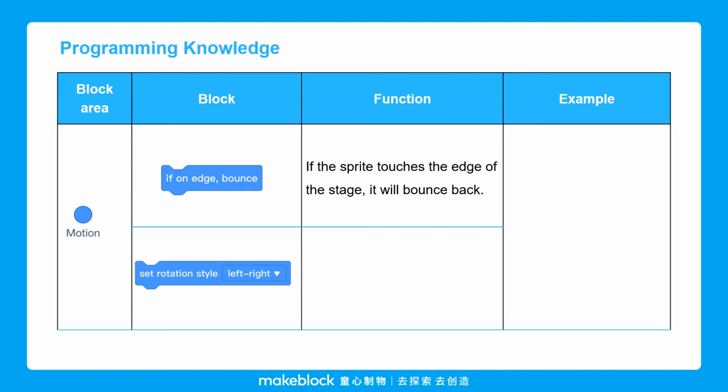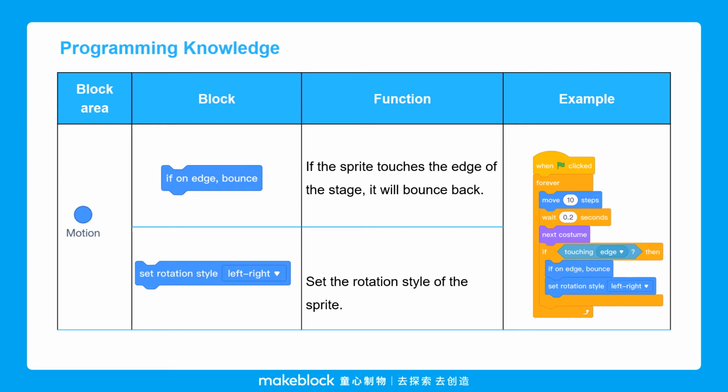The second block that we can use is called set rotation style. With this function, you are able to move your character either in a right and left direction or an up and down direction, respectively. If you look at the bottom of the example code on the right hand side, if it is touching the edge, then it must bounce, and you're setting the rotation style to be left and right. So this is how you would insert these blocks into a program.